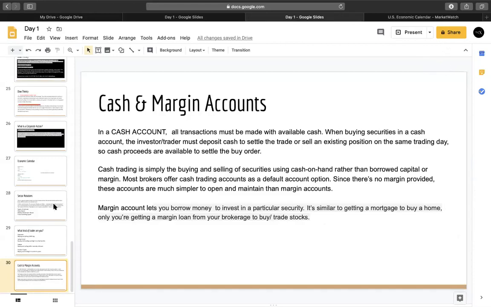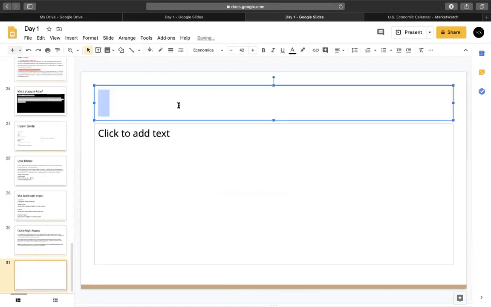Okay, margin accounts let you borrow money to invest in a particular security. It's similar to getting a mortgage to buy a home, only you're getting a margin loan from your brokerage to buy and trade stocks. Okay, now let's go over some risk management.